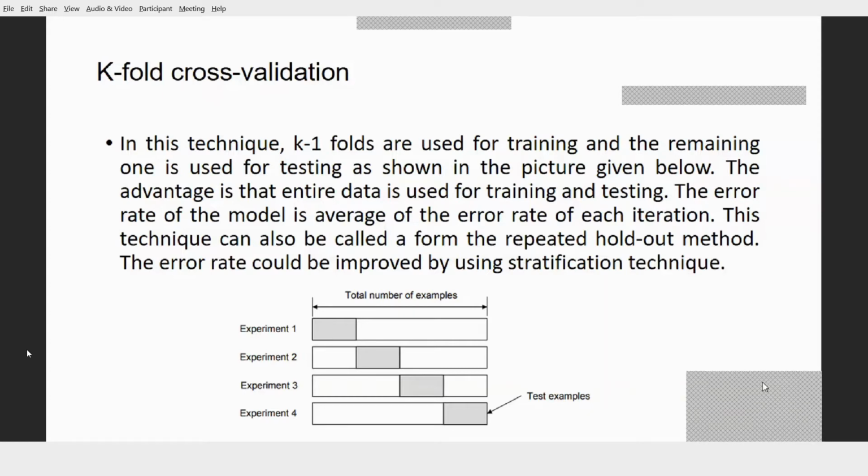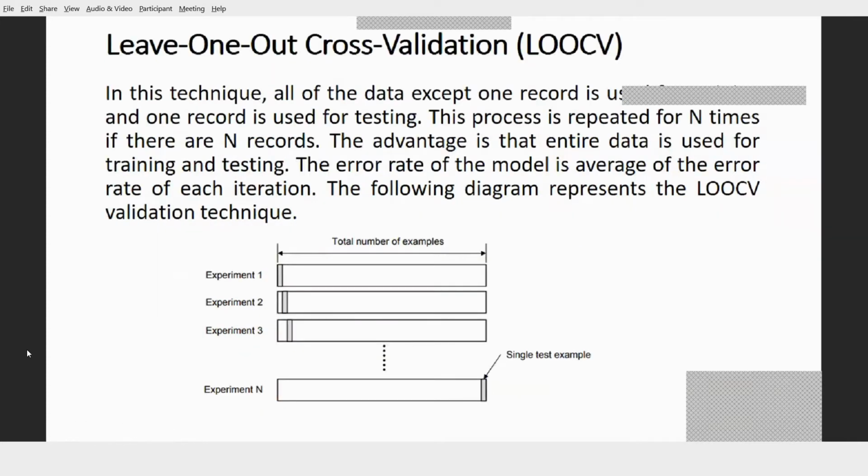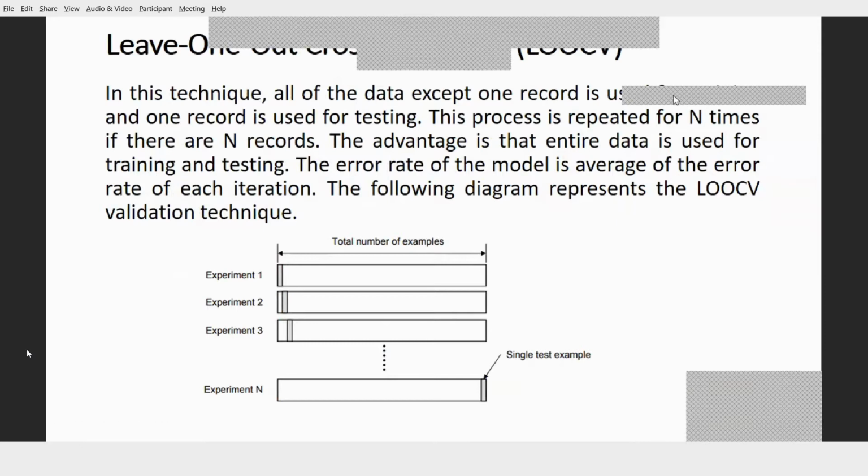Okay. Now the next is leave one out cross validation. In this technique, all of the data except one record is used for training and one record is used for testing. I think I told you this also briefly, and the entire data is used for training and testing. The error rate of the model is the average of the error rate of each iteration.